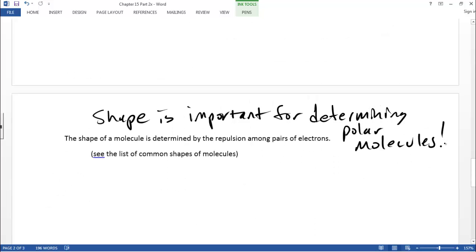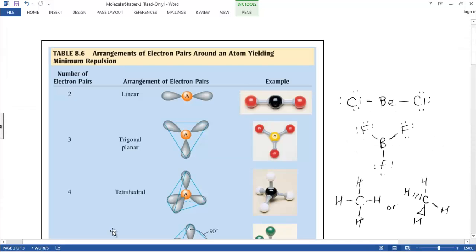So it turns out the shape of the molecule is important for determining polar molecules. So now we need to know how to predict the shape of molecules. Well, the shape of a molecule is determined by those electrons that are shared between the atoms and those lone pairs. The electrons simply repel other electrons, and they force the atoms to shift around so that the electrons can get as far away from each other as possible. Let's look at some common shapes of molecules.